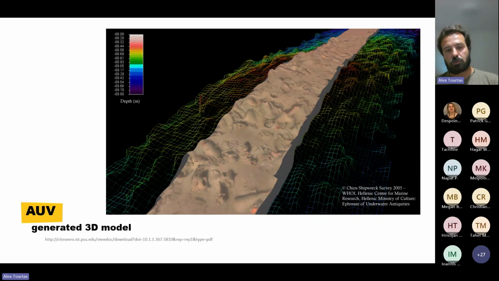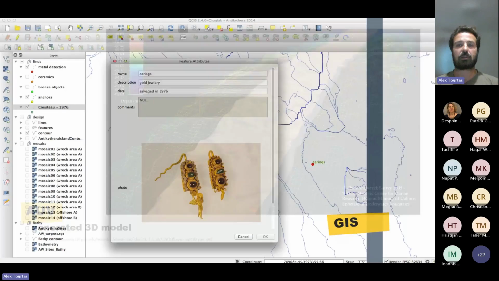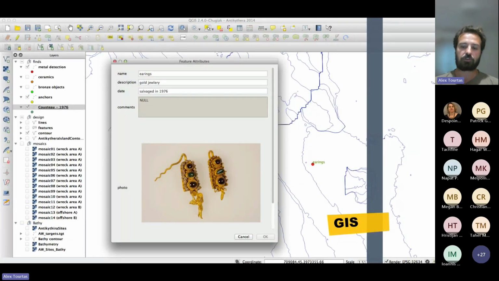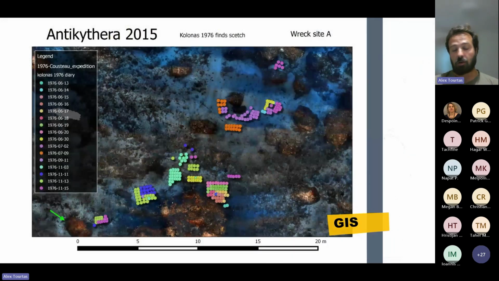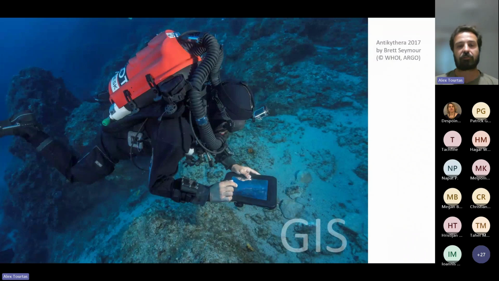So there are a lot of ways to generate 3D models and have spatial data. Of course, you have to organize all of those data. That's why nowadays GIS is also being used in the managing of data deriving from underwater environments. And if you're lucky enough, you have the equipment to work with the GIS also underwater. But this is not something that happens.